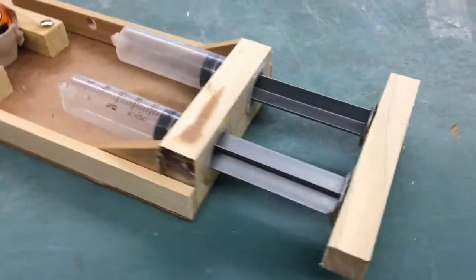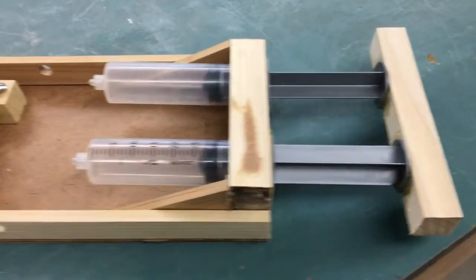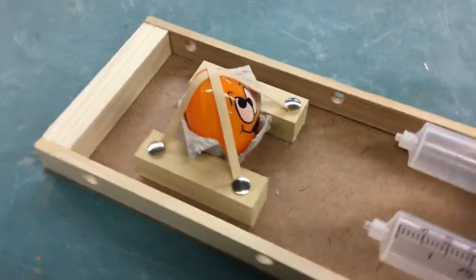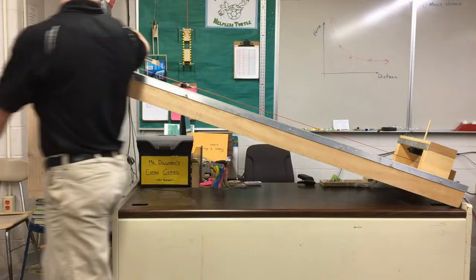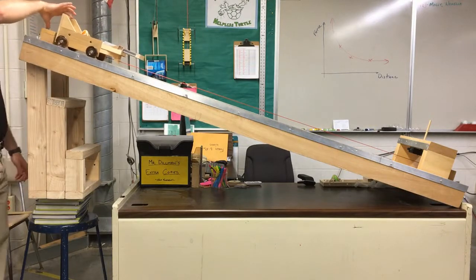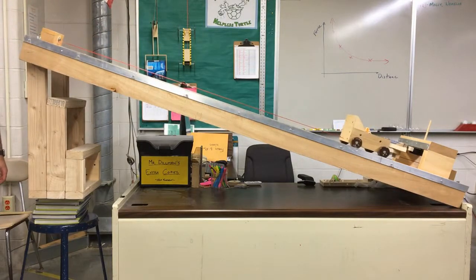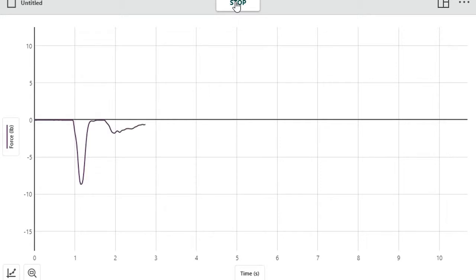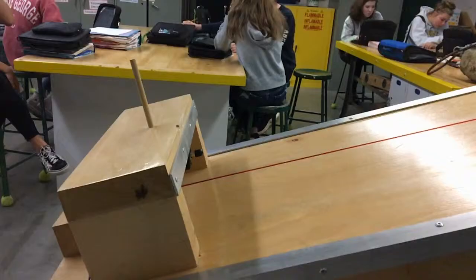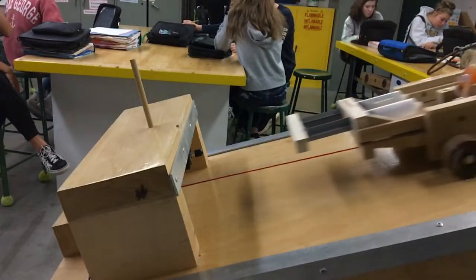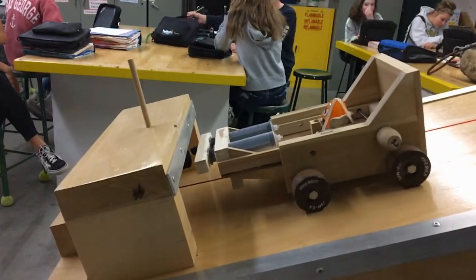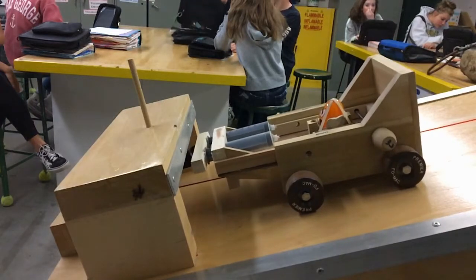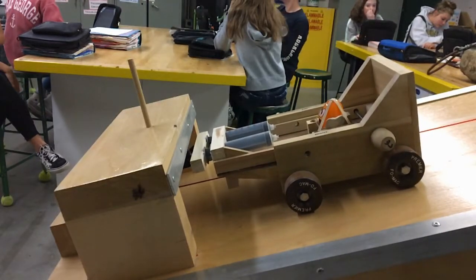Next, I'll try this vehicle, which is designed to have about the same mass, but that uses syringes as a crumple zone instead of the tennis ball. This time, the car crashes with about 8.5 pounds of impact force, and there's very little bounce back. It looks like the syringes caused the car to decelerate more slowly, which had a noticeable impact on the amount of force the passenger experienced in the crash.